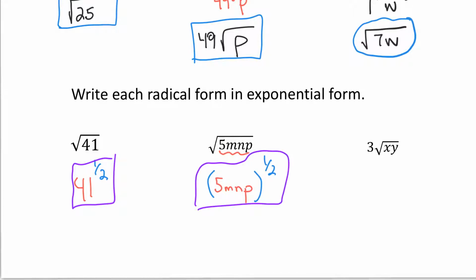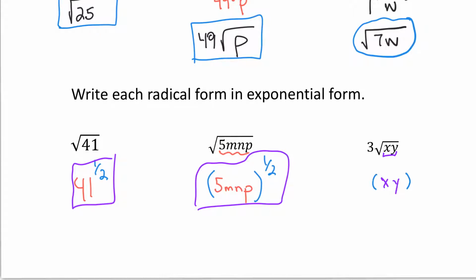If you have a number outside, don't get confused, this number is not in between the tail and the radical, so this is not the cube root. We have 3 times the square root of xy. So 3 is outside of the radical. xy are inside of the radical. So we need parentheses because we have more than one thing inside of the radical, which is the x and the y right here, x and the y.